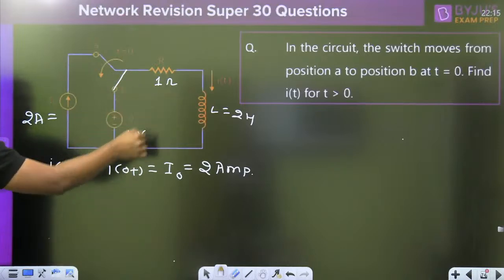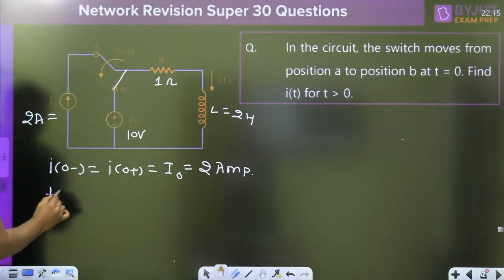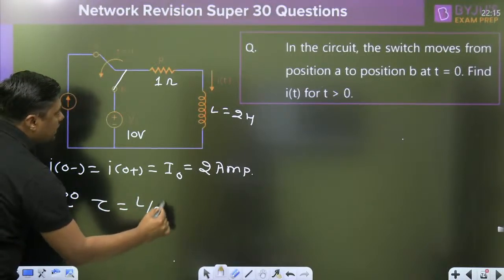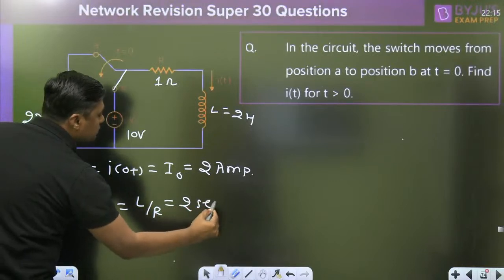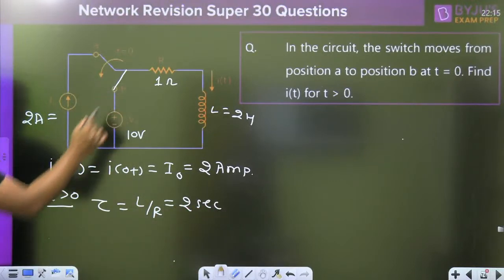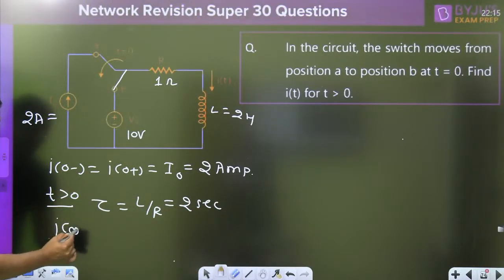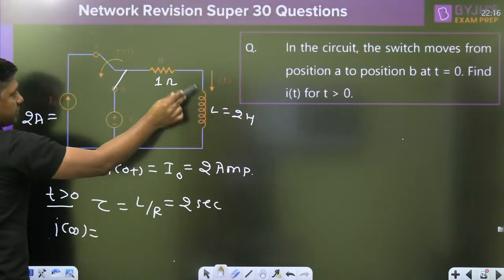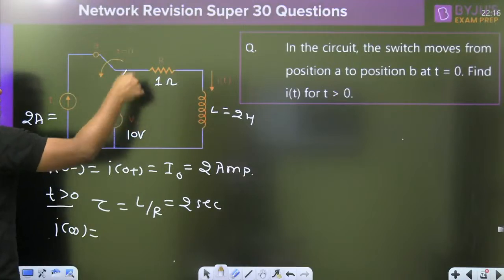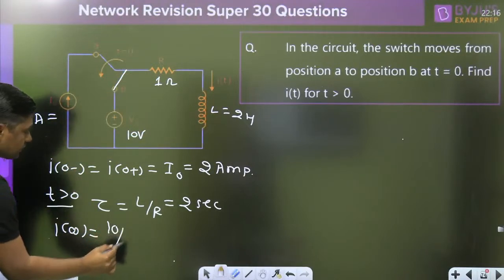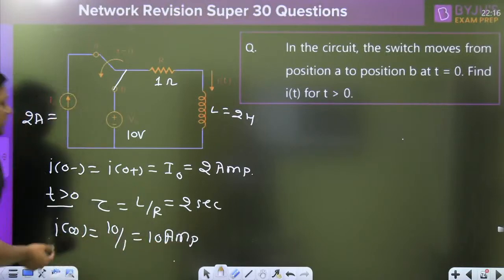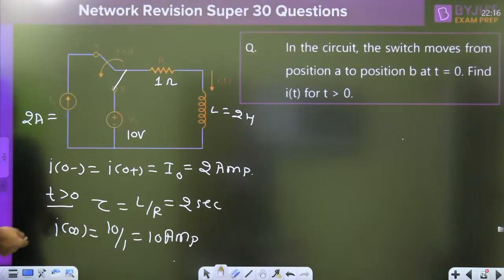That is the circuit for t greater than 0. What will be the time constant? L by R, that is nothing but 2 seconds. What is the final value of the current? I infinite will be 10 by 1, since the inductor will act as a short circuit, so 10 ampere. We have the initial value of the current, we have the final value of the current.